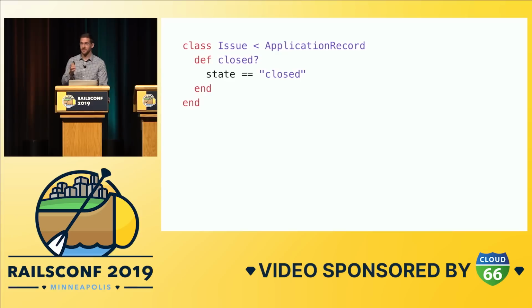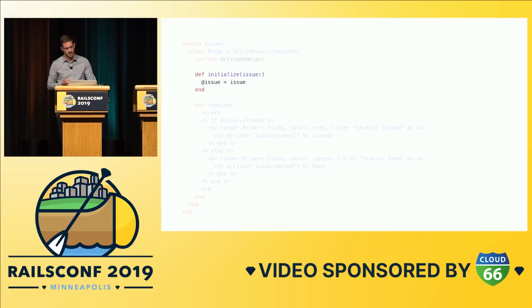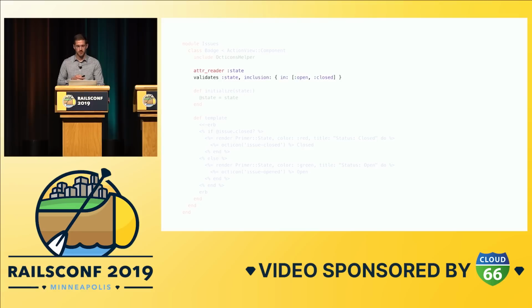So if we look at the very abbreviated implementation of issue, you can just see that this closed predicate method is just checking whether the value of state is closed. So what might our component look like if we passed in the state value instead of the whole issue object? First we need to update the initialize method to accept the state value instead of the issue object, and add a validation for the possible values of state.